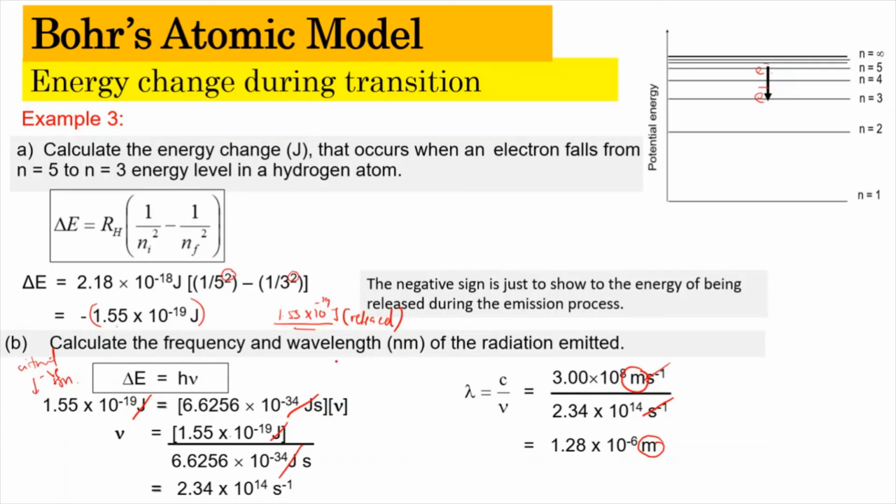And the question asks here in nanometer, which is times 10 to the power of negative 9. So to convert 10 to the power of negative 6 to 10 to the power of negative 9, we need to shift it by 3. Okay, so it's going to be 1280 times 10 to the power of negative 9 meter, or here you can change it to 1280 nanometer.